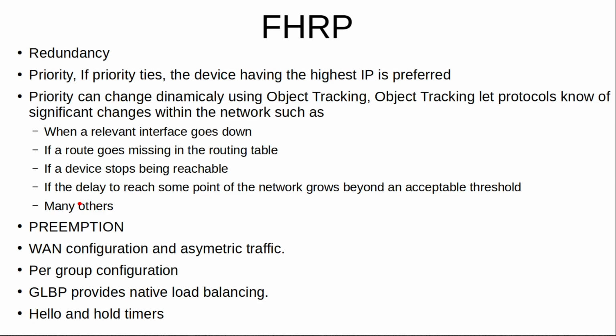As we just said, the priority can change dynamically. The way that object tracking works is like reducing your priority anytime something happens. So if the priority that belongs to the default gateway gets so low that another device happens to have a higher priority, this other device will want to take over the role of becoming the packet forwarder. This will happen only if preemption is enabled.